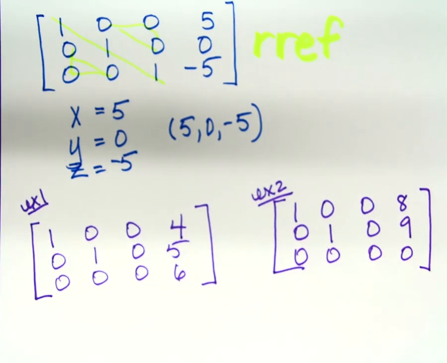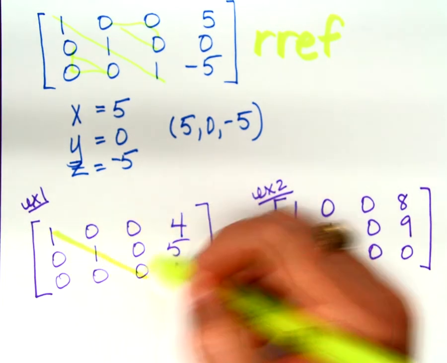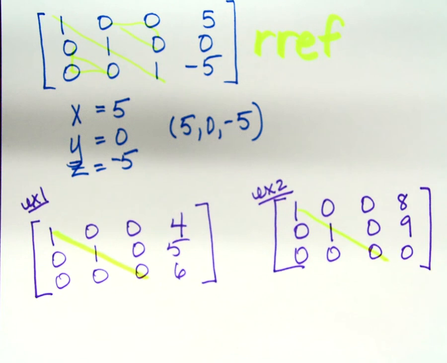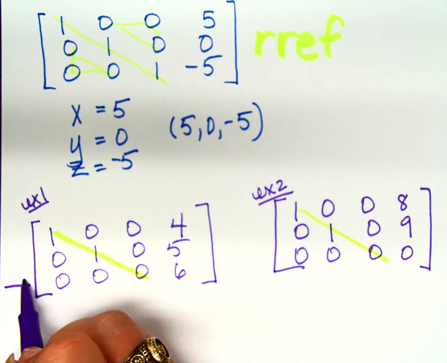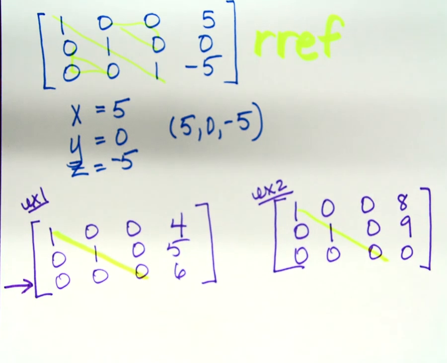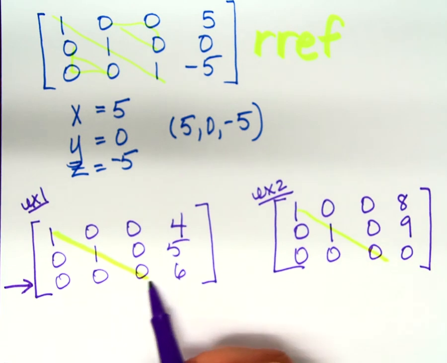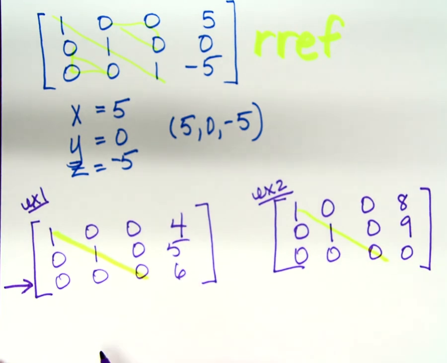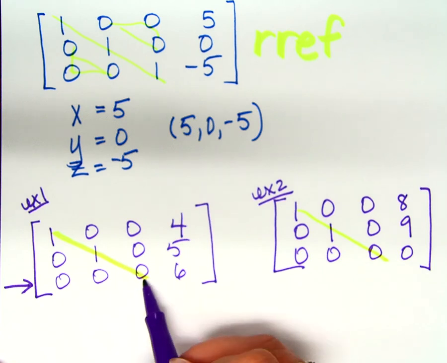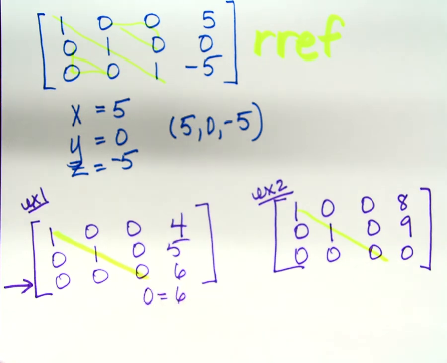Okay? Do I have a diagonal of 1s? No, I do not. If I look here and don't see a diagonal of 1s, I know something's wonky. When that happens, I need to look straight to the last row. The last row is going to tell me what's going on. Please convert the last row for me back into an equation. 0 equals 6. Does 0 equal 6? Will 0 ever equal 6? Then that is correct. No solution.